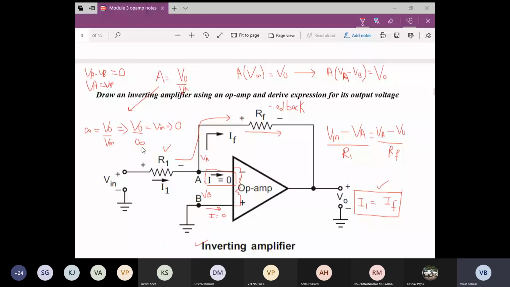Because an op-amp is a device which has a very large gain, in the order of 2 into 10 raised to 5, which is absolutely very large. Or ideally speaking, the gain is infinite. If I put this infinite value over here, I get V naught by V in equal to infinite, or V naught by infinite equal to V in. If I solve it, I get V in equal to 0. This also means that by default, I can consider both input terminals to be at the same potential, which means VA is equal to VB.